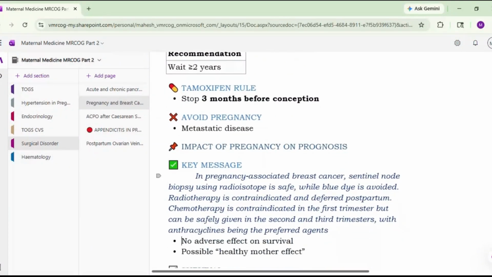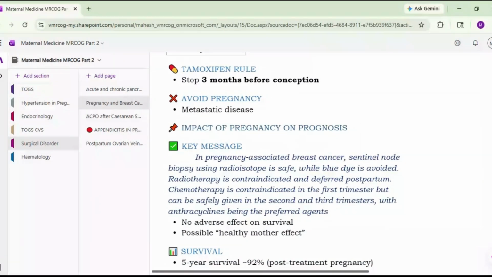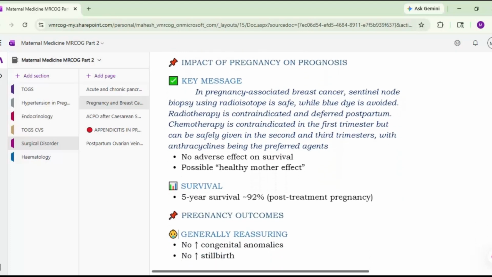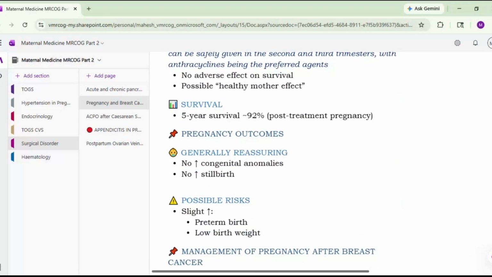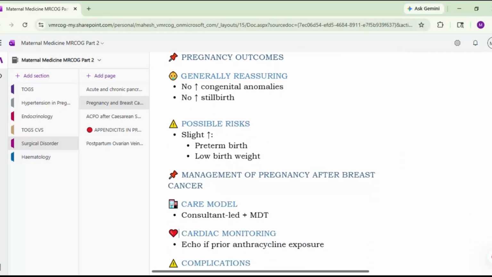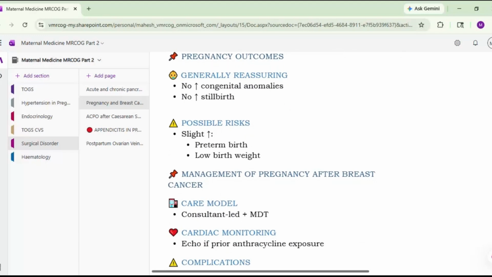So basically, the final message is that in pregnancy-associated breast cancer, sentinel lymph node biopsy using radioisotope is safe, while blue dye is to be avoided. Radiotherapy is contraindicated and deferred till postpartum. Chemotherapy is contraindicated in the first trimester, but can be safely given in the second and third trimester, with anthracyclines being the preferred agents. There is no adverse effect on survival because of the healthy mother effect. So the 5-year survival rate is around 92%. Pregnancy outcome is generally reassuring. There is no increase in congenital anomalies, no increase in stillbirth, but there are possible risks such as preterm birth and low birth weight. These are the possible risks.